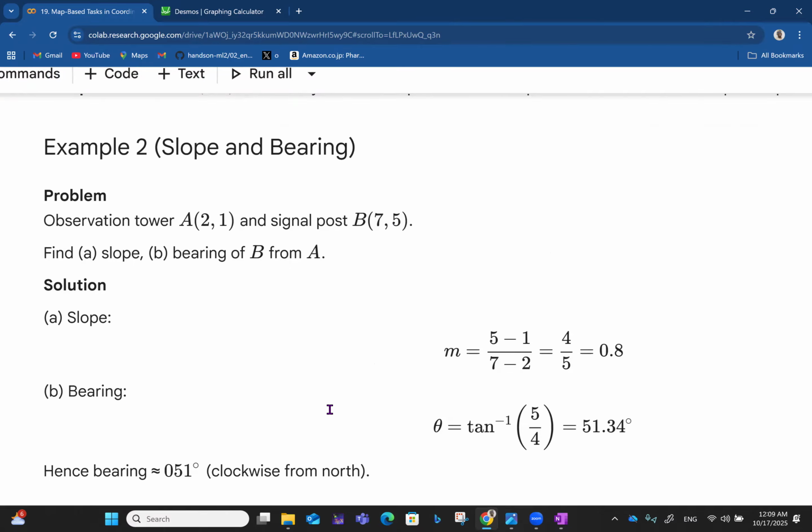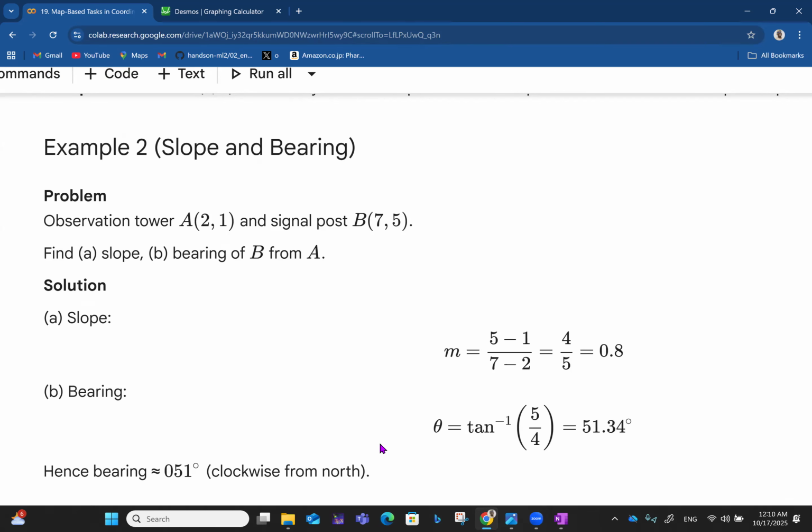Now, to look for the bearing of B from A, theta will be arctan of (x2 minus x1) over (y2 minus y1). That's 7 minus 2, which is 5, all over 5 minus 1, which is 4. So if you take arctan of 5 over 4, you get 51.34 degrees. Hence the bearing will be 51.34 degrees clockwise from the north. In terms of the cardinal system, that'll be north 51 degrees east, okay?